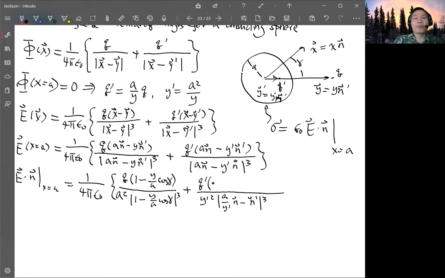Okay, and this one, when you take out a over y pi, take out y pi, you have a over y pi, and dot into n, you get 1, and minus, take out y pi and n pi, dot into n, get cosine of gamma. Okay, the reason is that once we take out this factor, and now if you substitute y pi is a squared over y, this becomes just y over a times n.